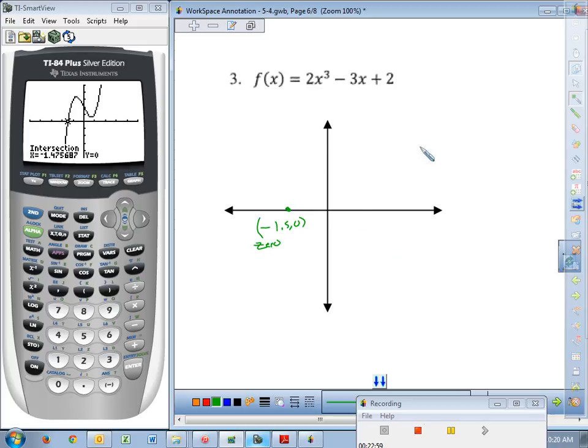So pause the video. Why don't you find me the relative extrema, and then we'll go from there. Someone asked if we should find the y-intercept. We do not need to find the y-intercept. All we're finding is zeros and relative extrema, like rel max, rel min. So no y-intercepts needed.